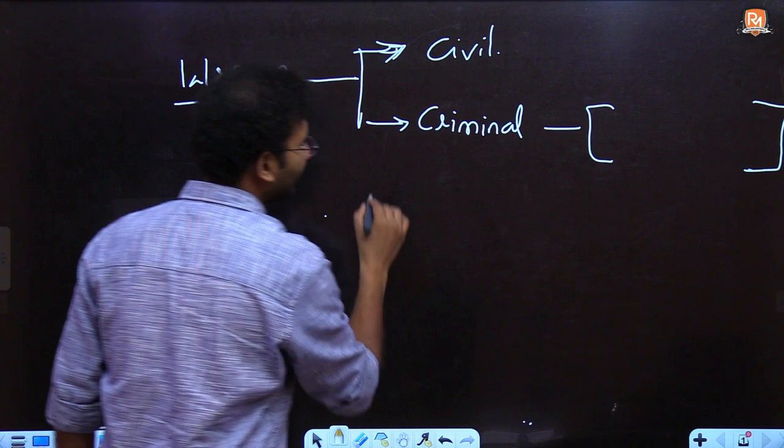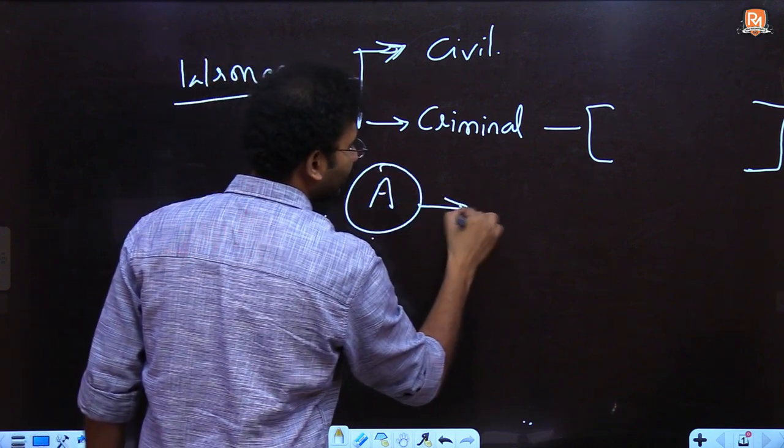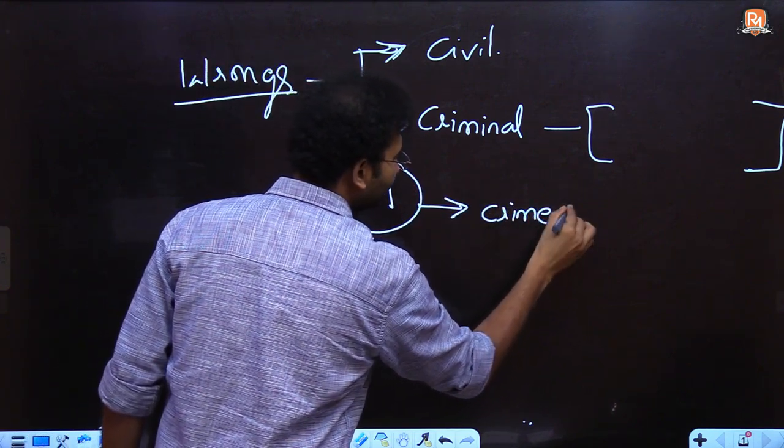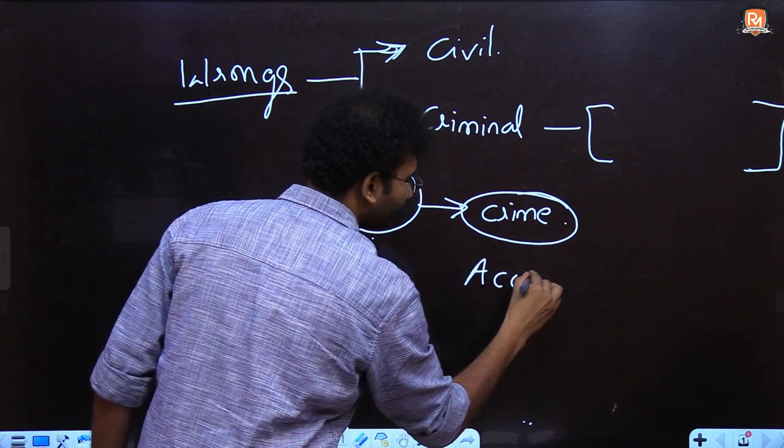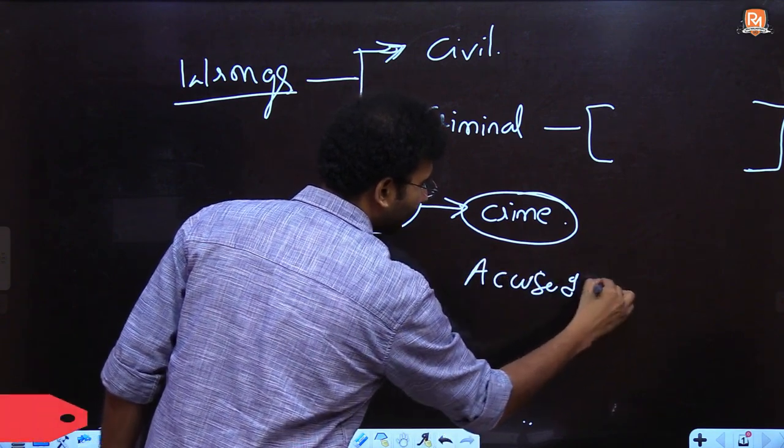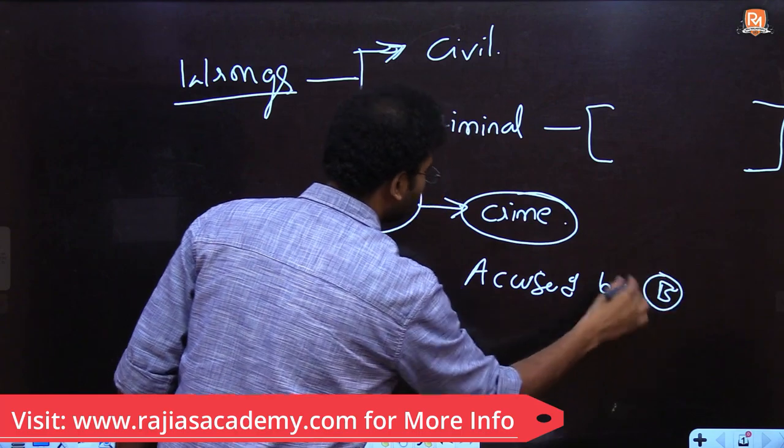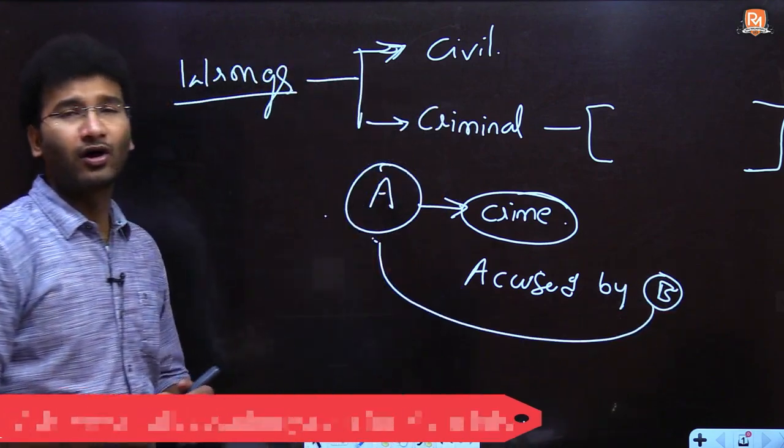So if person A has committed a crime and this person has been accused by person B that A has done a wrong.